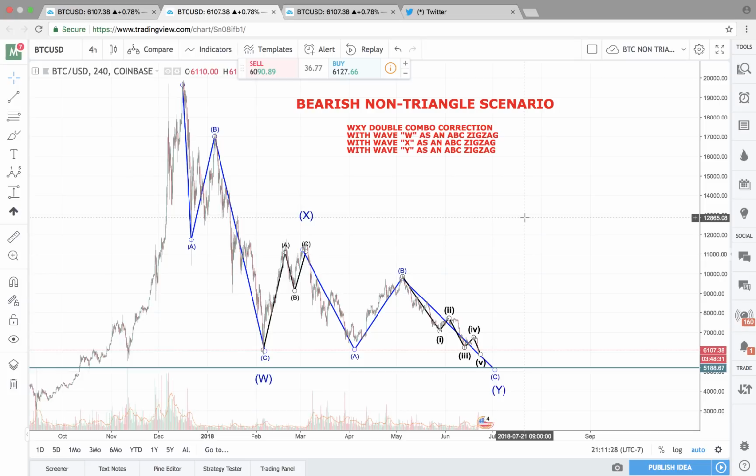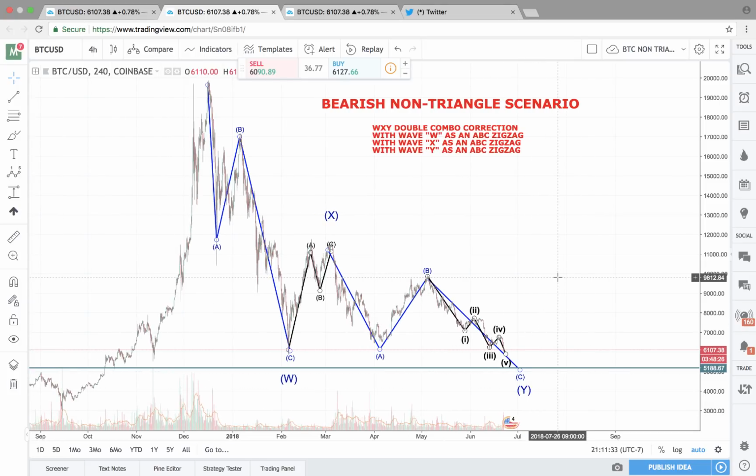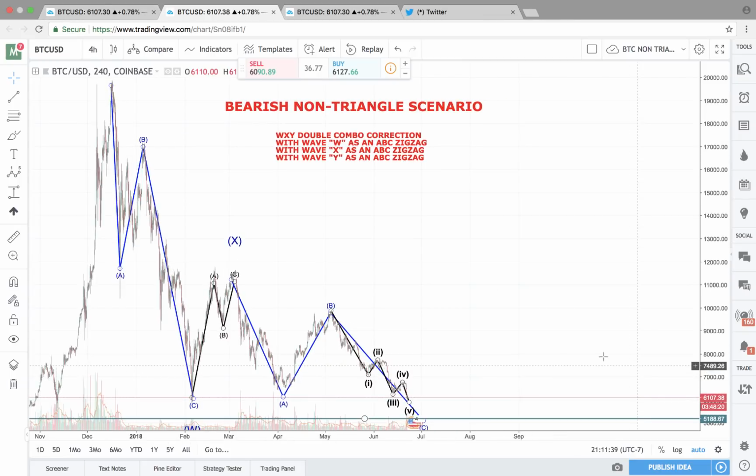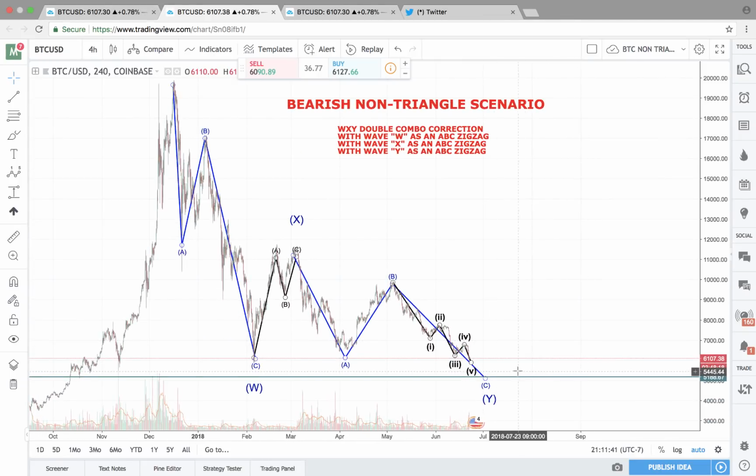So how do we then explain this accumulation phase in terms of Elliott wave? How do we make sense of this prolonged low volatility move here that could extend for months on end before the next bull cycle starts? Well, the only way to explain it would be a continuation of a correction.